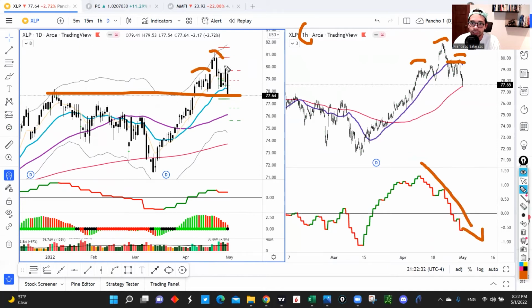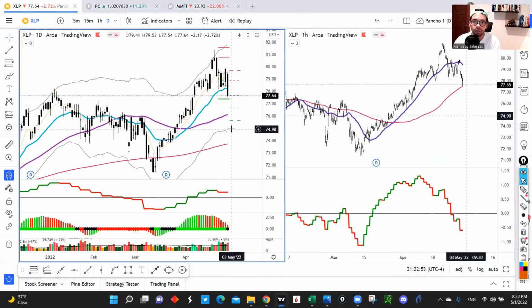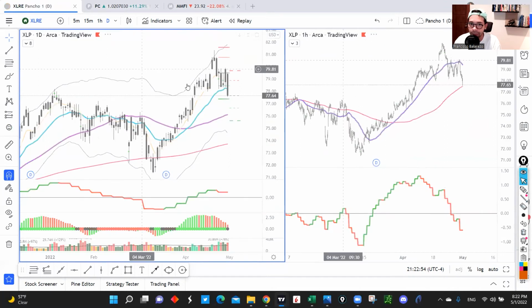You can see the head and shoulders here. You can see the neckline here. So if we happen to get a bounce, I think that bounce is most likely to get rejected, and we will continue to trend lower. And probably we're going to test that 50 daily moving average that has been acting as resistance. Then we broke it, and now it seems like it's time to retest it. So be careful if you're looking for any longs in XLP.